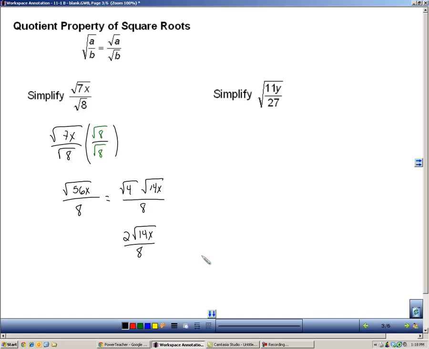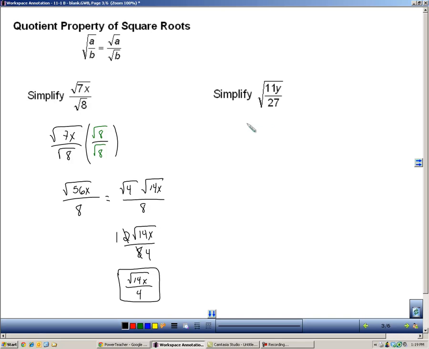Now in the last slide, I told you that if these numbers have something in common, you can cancel them. And 2 goes into 2 once, and into 8 4 times. So this will simplify even further as the square root of 14x over 4. Again, though, I cannot cancel this square root of 14 because it's not really a 14. It's a square root of 14, and I cannot cancel with that 4.